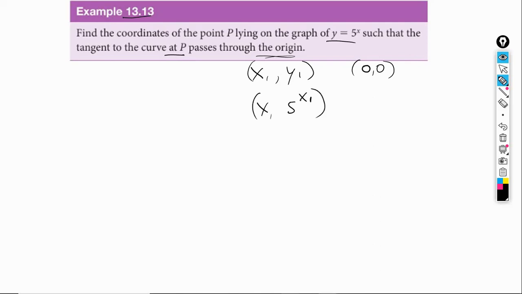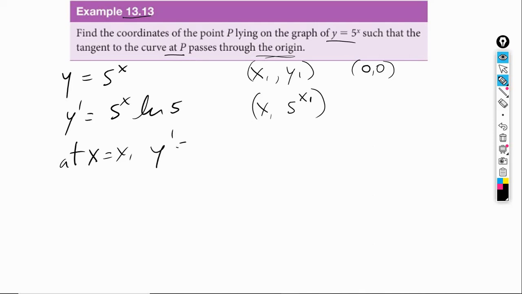Okay, so now let's find the derivative. If we know that y is equal to 5 to the x, then we know that the derivative of y is 5 to the x times natural logarithm of 5. So that also means that at x equals x1, the derivative would be 5 to the x1 natural logarithm of 5. Okay, so this is the slope of that tangent that passes through P and passes through the origin.